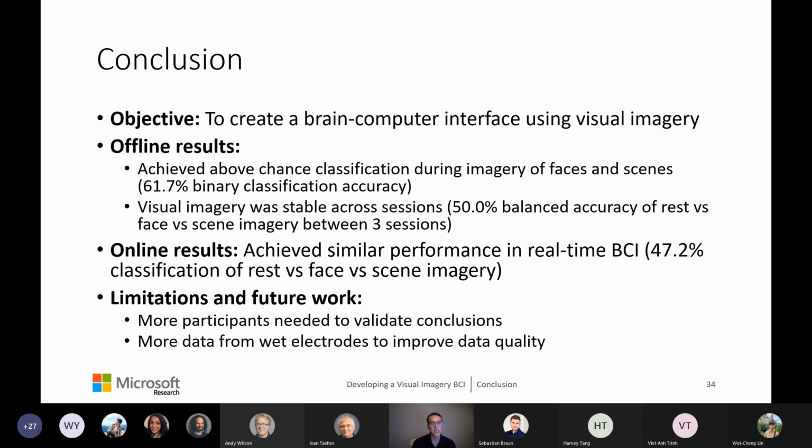Some of the limitations of the study and potential areas for future work: due to having to work from home alone, I was the only participant in the study, so we definitely need more data from more people to fully validate the conclusions in this experiment. I think it would also be beneficial to collect some more data, perhaps from a wet electrode cap, to improve the data quality. Like I mentioned before, these dry electrodes can be a little bit more susceptible to noise. And we're also limited on the amount of data that we can collect. We were only collecting a little less than 30 minutes of data, so perhaps getting a little bit more each session would help our accuracy a bit more.